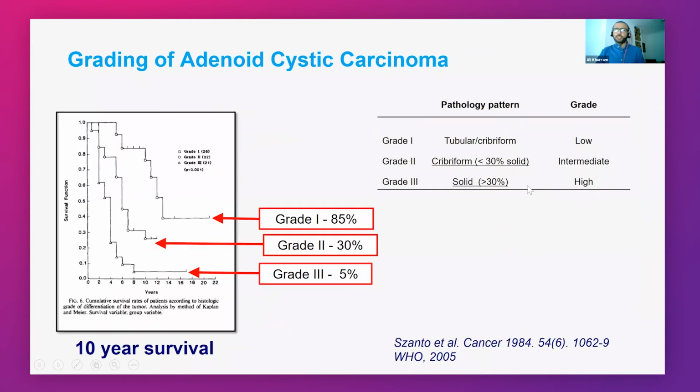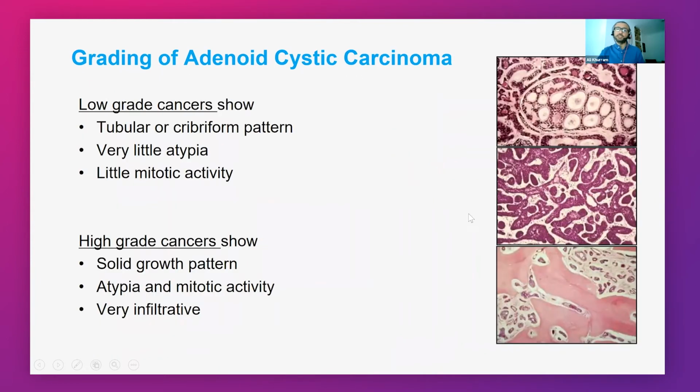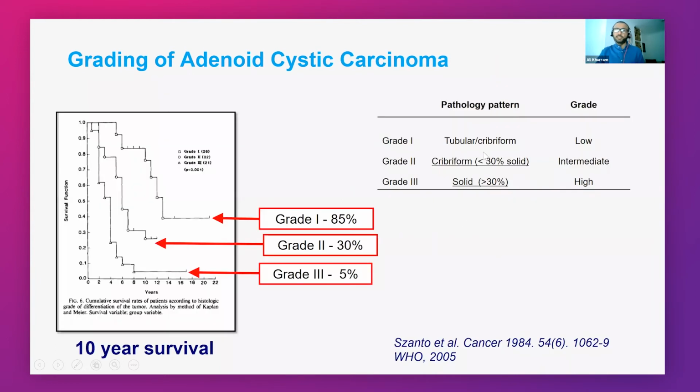Historically, there's been a 3-grade system for adenoid cystic carcinoma. So grade 1, 2, or 3, or low, intermediate, and high. What people have suggested is that grade 1, which has mostly the cribriform appearance, has quite good behavior. Grade 3, which has more than 30% of these solid-looking areas, has a worse prognosis. And then this grading system suggested that anything in between should lie in the intermediate grade.